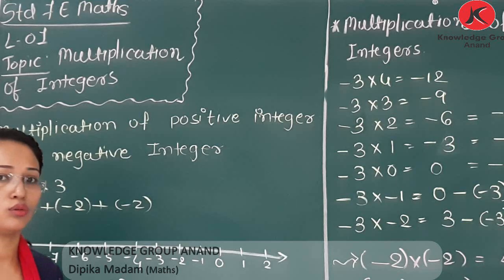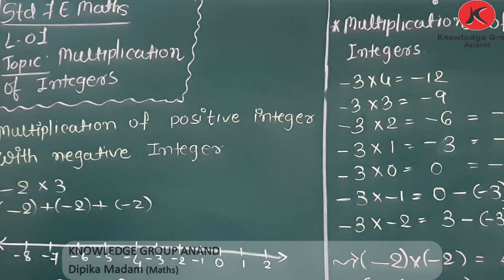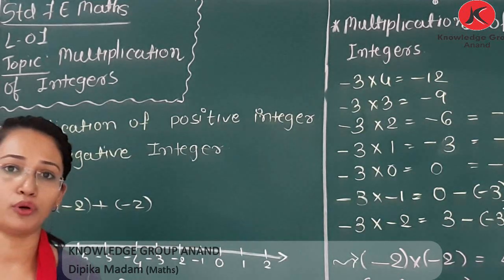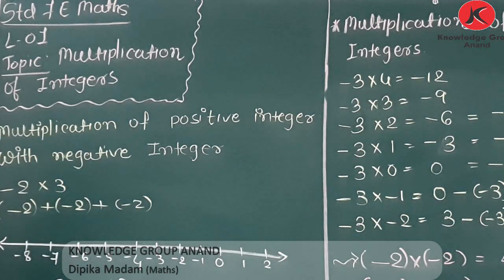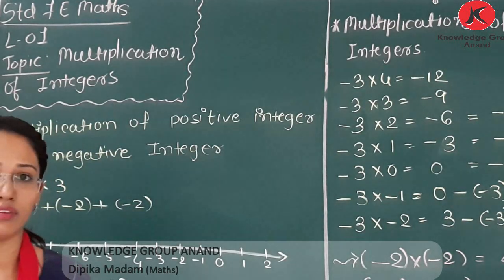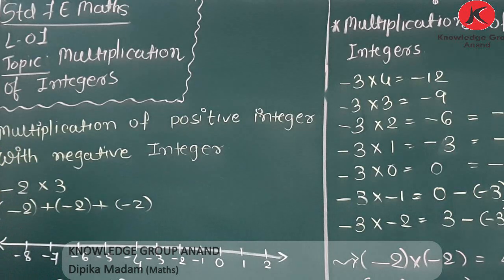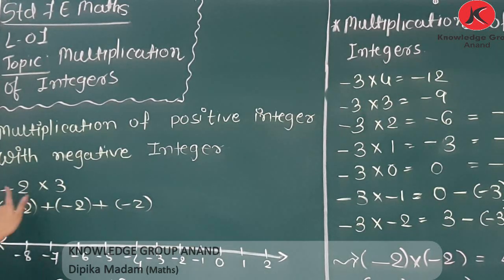You need to directly multiply the numbers as whole numbers and put the negative sign into the answer. Multiply the two numbers the way we multiply simple whole numbers, but you need to write a negative sign in the answer. Clear? So first again we revise that topic.